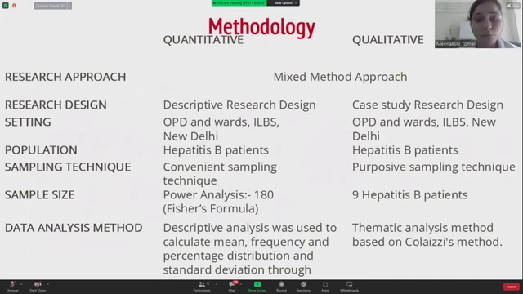The sampling technique for the quantitative approach was convenient sampling, and for the qualitative approach it was purposive sampling. The sample size for the quantitative approach was 180, calculated by Fisher's formula, and it was 9 for the qualitative approach, who were having high social challenges. The data analysis method was descriptive analysis for the quantitative approach, and thematic analysis for the qualitative approach, based on the Colaizzi method.